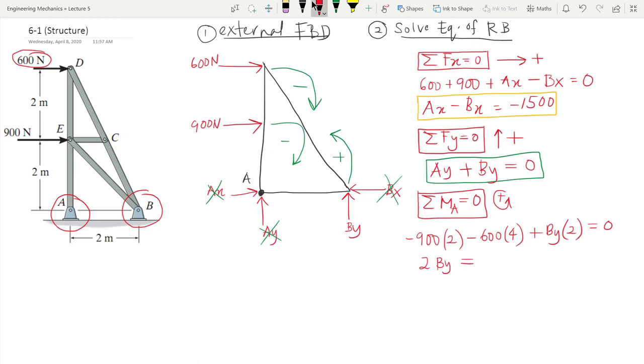So let's look at the equation, simplify it a bit. 2BY is equivalent to 1800 plus 2400. So what do you get? 1800 plus 2400, 4200 divided by 2. So you're going to get 2100 Newton. This is the value of BY. So BY is settled. This is the first value that you get.